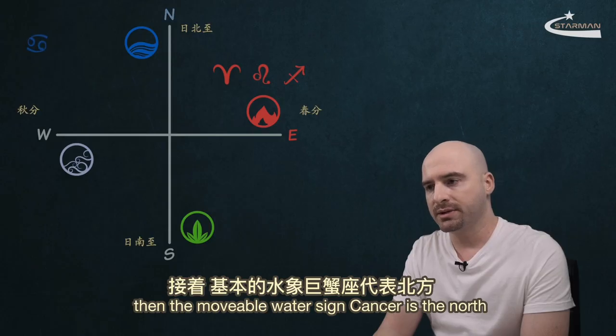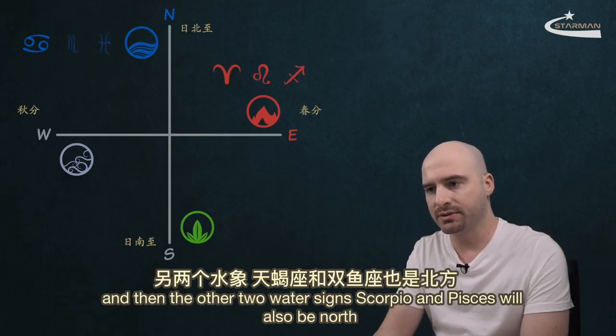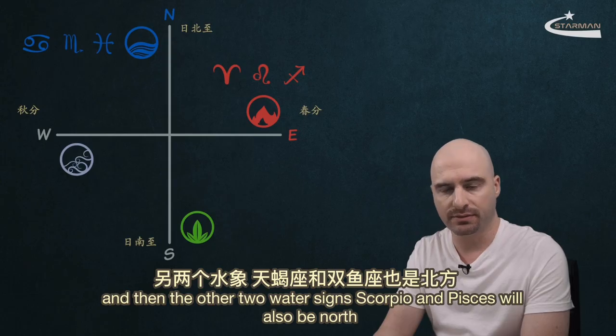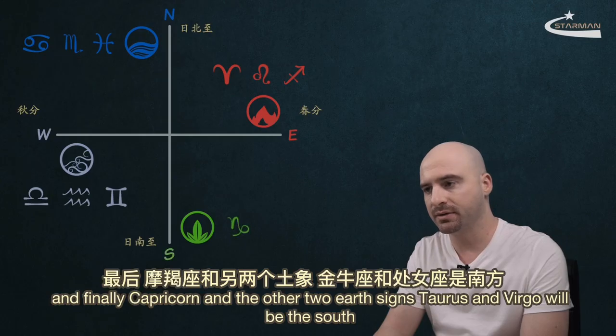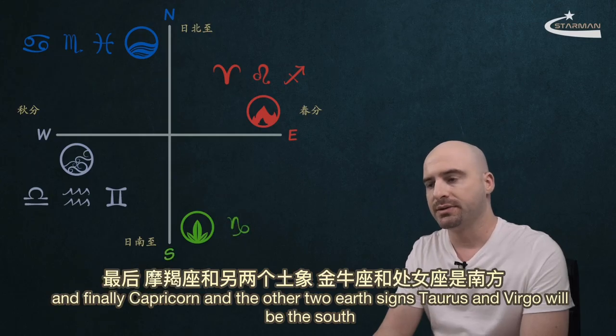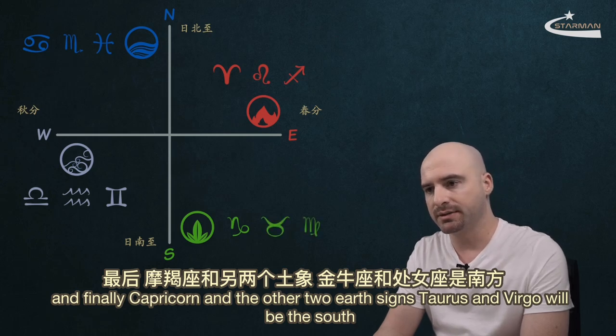Then the movable water sign Cancer is the north, and the other 2 water signs, Scorpio and Pisces, will also be north. The air sign Libra and the other 2 air signs, Aquarius and Gemini, will be west. And finally Capricorn and the other 2 earth signs, Taurus and Virgo, right? They will be the south.